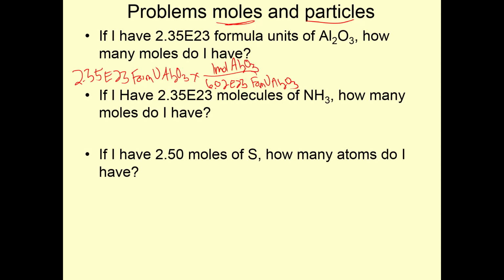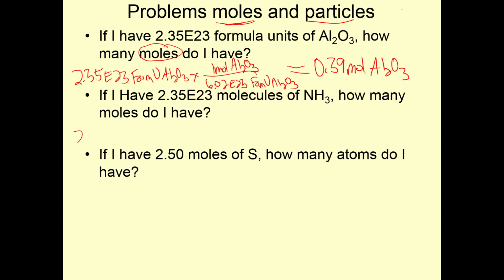Now, what was I trying to get into again? How many moles? Oh, wait, look. My moles are on top. As soon as the unit I want is on top, I am finito. 2.35 E23 divided by 6.02 E23. And I get 0.39 moles Al2O3. That's easy. As long as you know your moles and that number, it's quick.